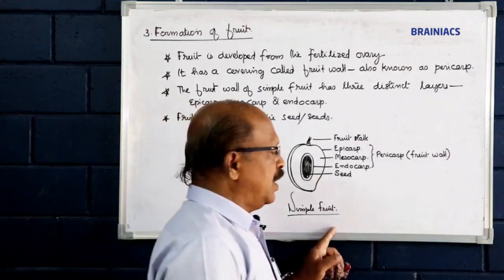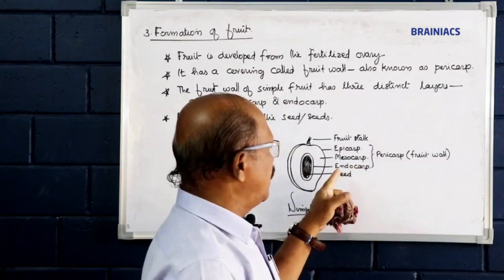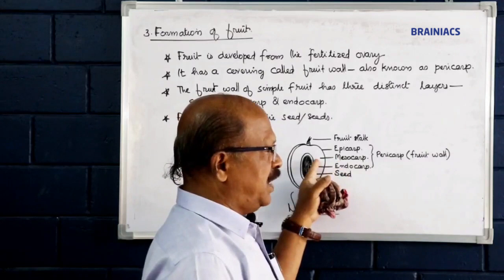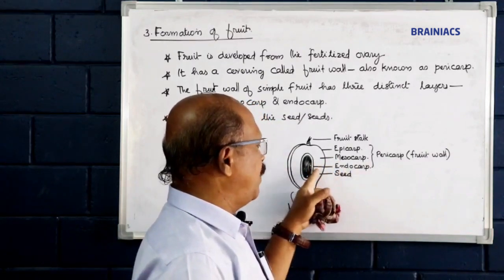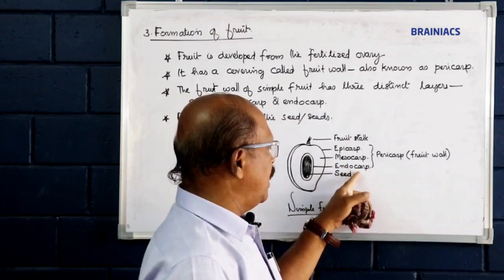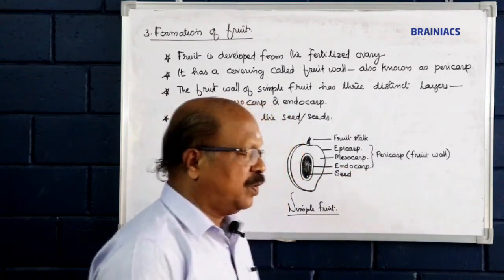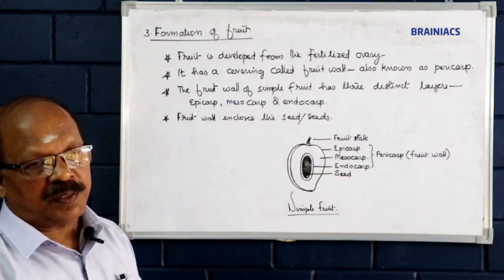A simple fruit showing the pericarp. Epicarp, the outermost covering, thin, membranous maybe. Mesocarp, fleshy or fibrous. Endocarp, also fibrous and thin. The endocarp encloses the seeds. So this is the longitudinal section of a mango fruit.